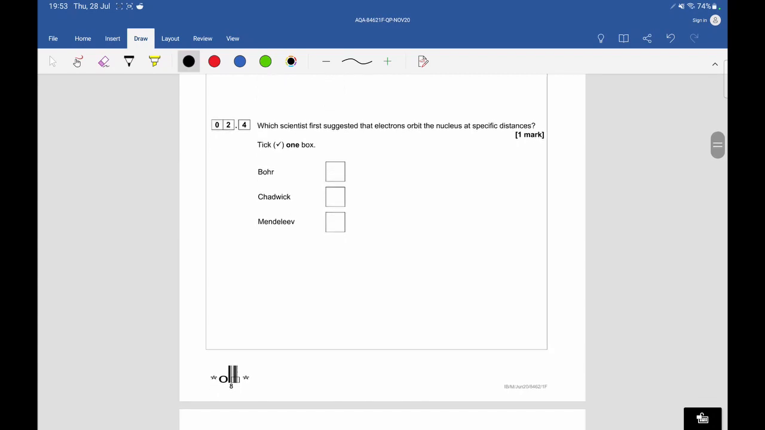Question 2.4 said, which scientist first suggested that electrons orbit the nucleus at specific distances? And that should have been Bohr. We know that Mendeleev was responsible for the periodic table, and James Chadwick was responsible for the discovery of the neutron, so it wasn't going to be him either.